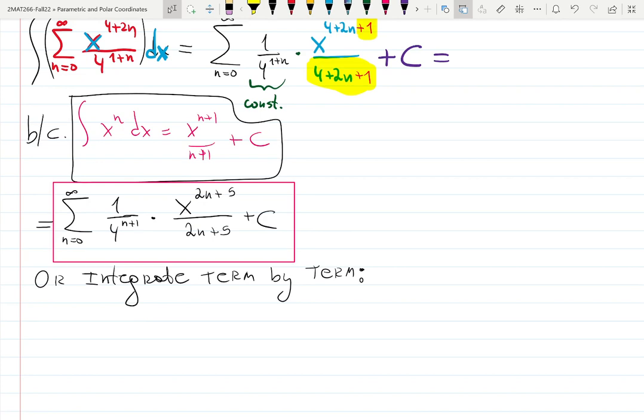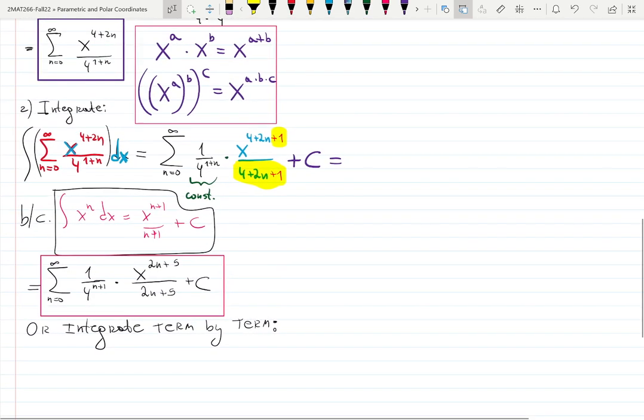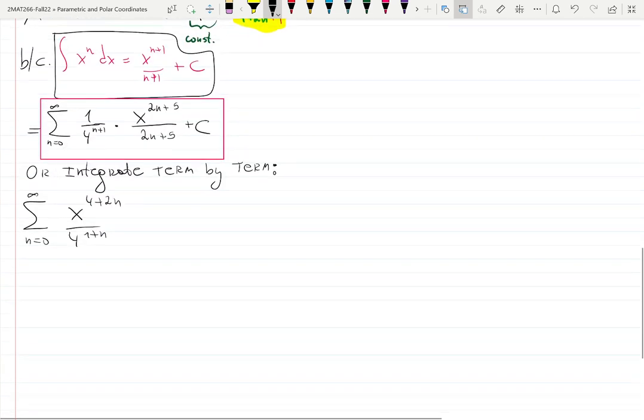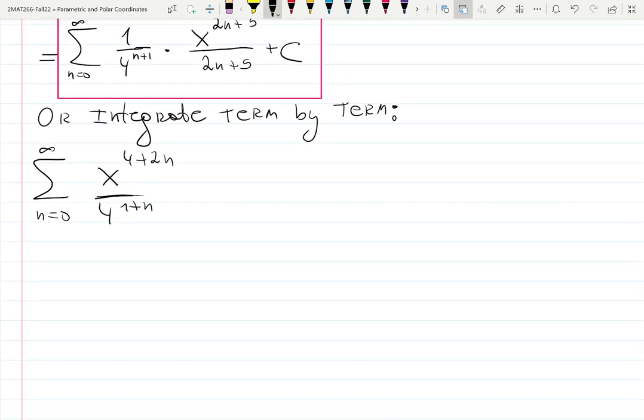Or integrate term by term. Integrating term by term is, okay, let's write down the original sum again: x to the 4 plus 2n over 4, 1 plus n. Before we integrate it, this is what we have here. If I write down terms of this sum, I can integrate term by term too. So let's practice that. n is 0, n is 1, n is 2. And then we're going to integrate those one by one. And those are polynomials, very simple.